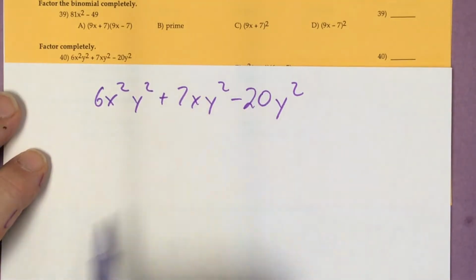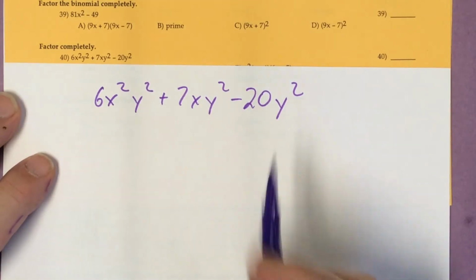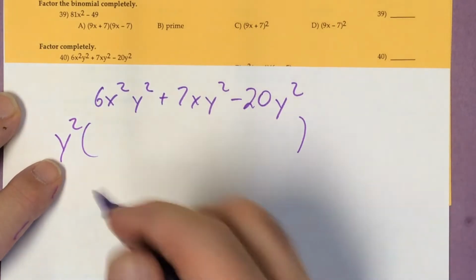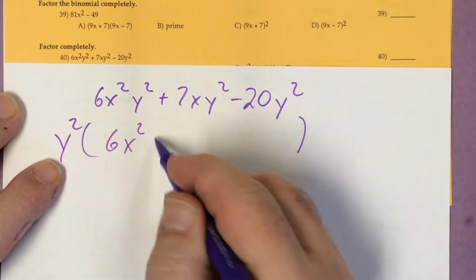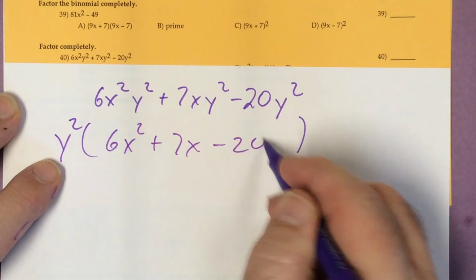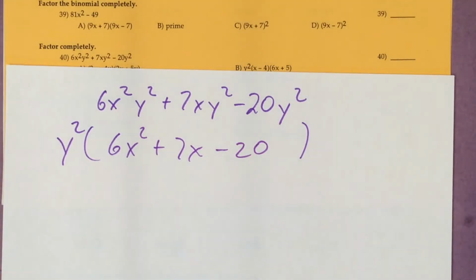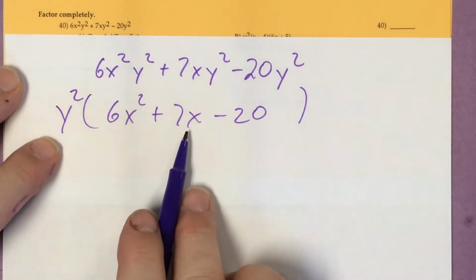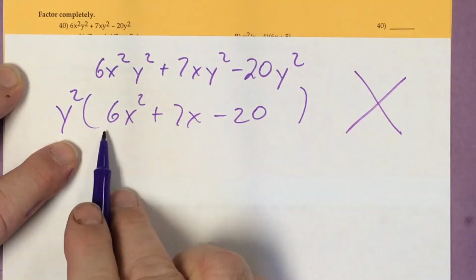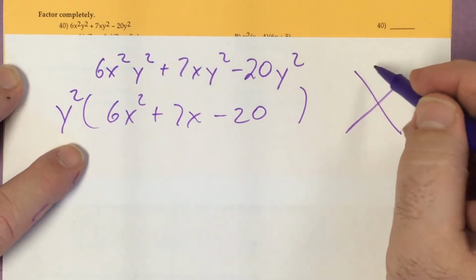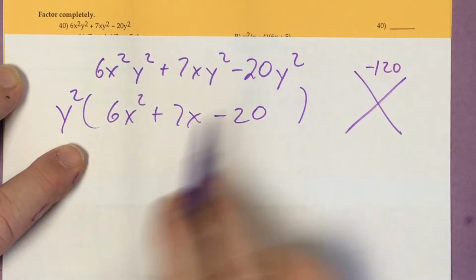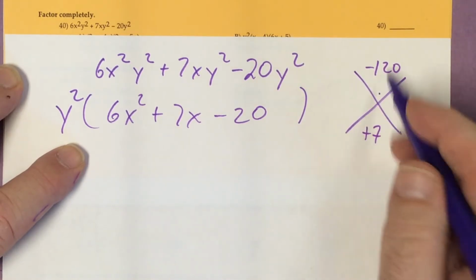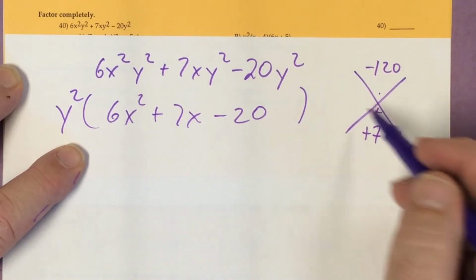For the numbers, 6, 7, and 20 don't have any common factors, but notice that they all have a y squared. So we're going to factor that y squared out and make this just a little nicer to look at. So this will be 6x squared plus 7x minus 20. Now we can go ahead and use the x box to determine how we're going to factor this by grouping. So 6 times negative 20, that's going to give me negative 120. And so we need two numbers that multiply to negative 120 and have a difference of positive 7.